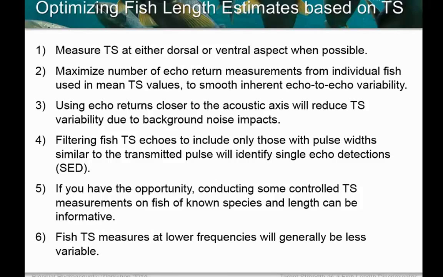a lot of these we've touched on, sort of optimizing fish length estimates based on target strength. Well, we've already talked about that and looked at backscatter at different aspects on the fish. Dorsal and ventral are the least variable. If we've got access to that data, that's definitely what we want to use in our target strength to length comparisons. Maximizing the number of echo returns will typically smooth towards some best center, mean estimate of target strength.